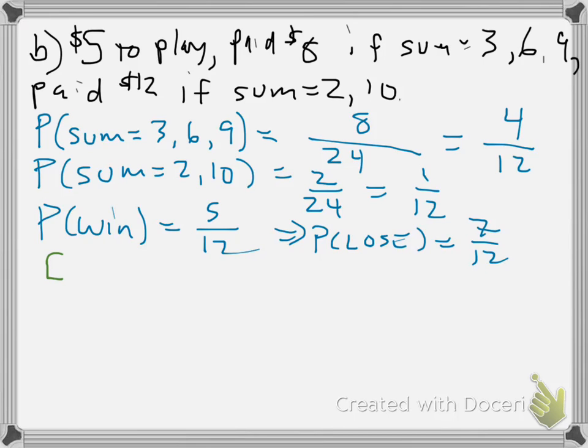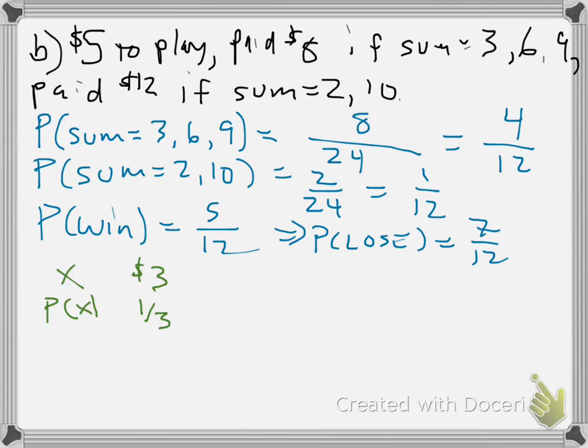So before I calculate the expected value, let's set up a little chart. X is going to equal the amount of profit I make. I'm paid $8 if the sum is a 3, 6, or 9, which really means I'm winning $3 profit. And my probability of doing that was 4 out of 12, or I will write it as 1/3 at this point, or 8 out of 24, write it how you will, it doesn't matter.